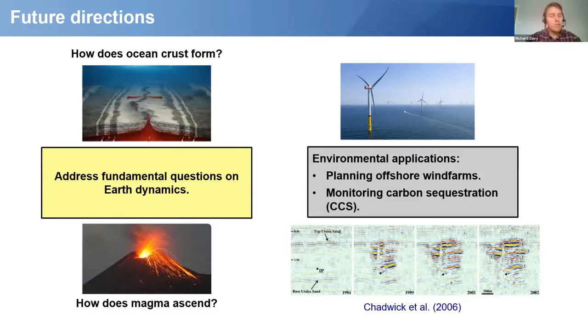Same applies to the magma ascension. We can start to learn more about that. Maybe even a time-lapse project on a volcano would be quite cool. But this also has quite wide applications to environmental problems. For instance, when they deploy windmills, one of the biggest problems is knowing where there are large boulders in the subsurface. Using full waveform inversion, we could identify that before these windmills go down, which will save money and time and make these projects more viable.